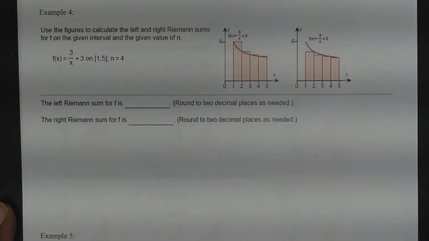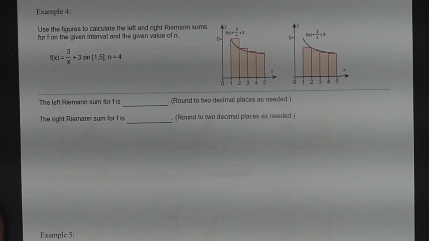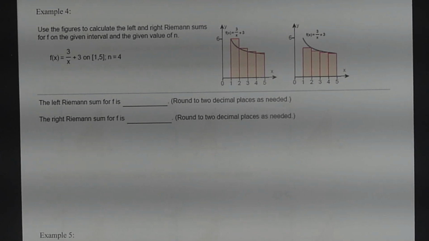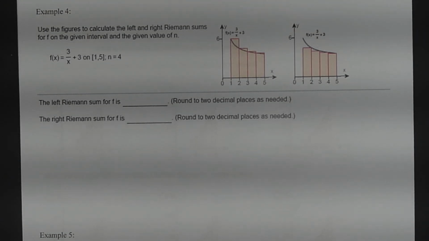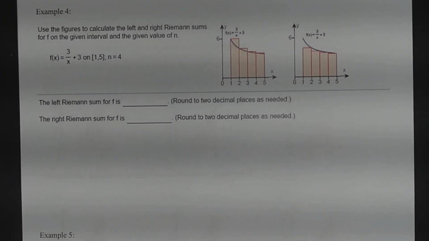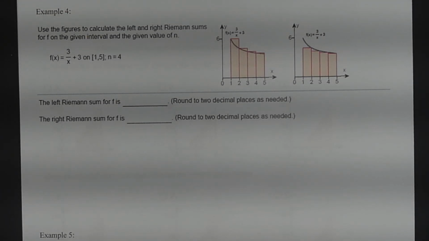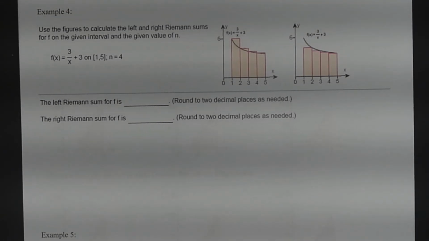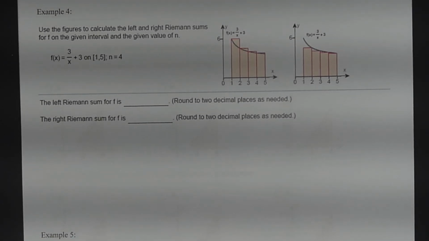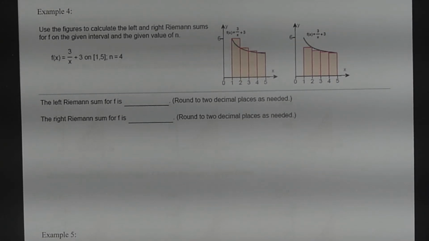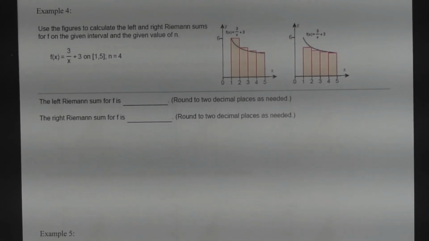Now, example 4. Here we're going to use the figures to calculate the left and right Riemann sums for f on the given interval and the given value of n. Here we got f of x is equal to 3 divided by x plus 3 on the interval from 1 to 5. And n is going to be 4, so we have 4 sub-intervals that we will be dealing with.